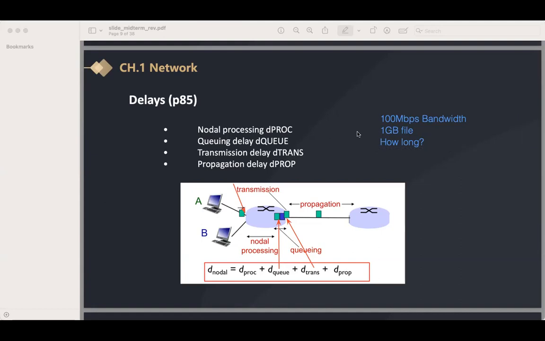Now we are trying to send a file, which is 1 gigabyte, with 100 Mbps bandwidth. And how long will it take? Can you try to answer this one? Because it's a real question, but it's a simplified question in the midterm exam. The real question is harder than this one. If you can't answer this one in like 1 minute, then you may have trouble in the midterm exam.